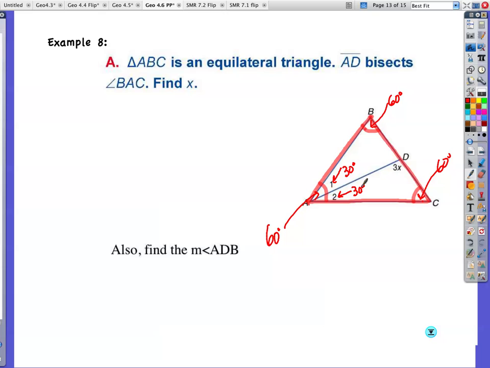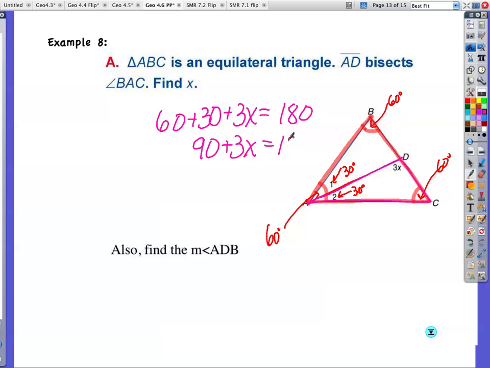So AD bisects, and we need to find x. So over here, if I just look at this triangle right here, then I have 60 plus 30 plus 3x is equal to 180 degrees. So I've got 90 plus 3x, you know where we're going. Subtract 90 from both sides. I get 3x equals 90. So x has to equal 30 degrees.